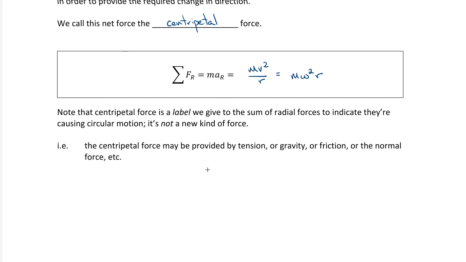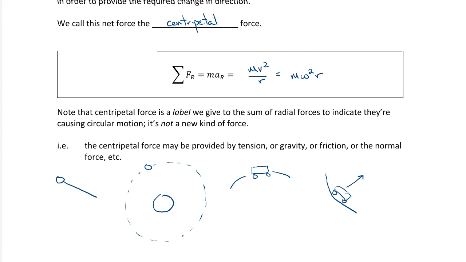And that net force can be provided by a combination of various different things. It could be provided by tension, for example, if you're swinging an object on a string. It could be provided by gravity, for example, in the case of a satellite orbiting the Earth. It could be provided by friction in the case of a car moving around a curve on a road, the friction keeping it from skidding. Or it could be the normal force, for example, in the case of a roller coaster going around a loop-de-loop, and the normal force pointing upwards in towards the center. Again, it's not a new force, it's just a sum of other forces.